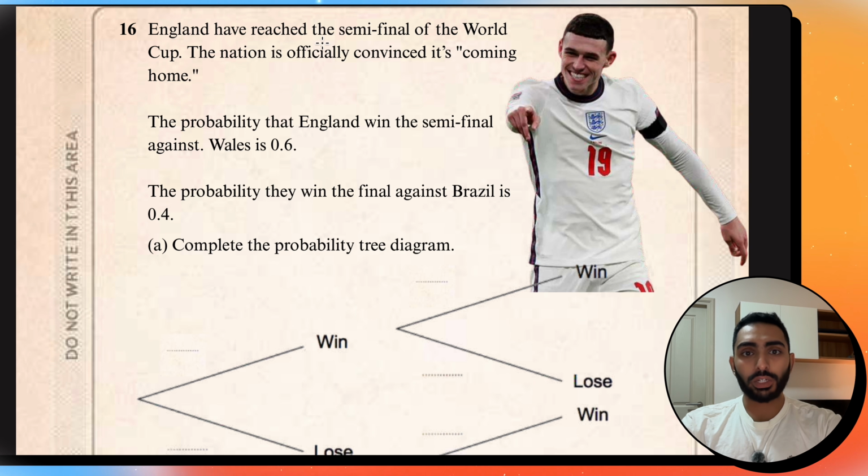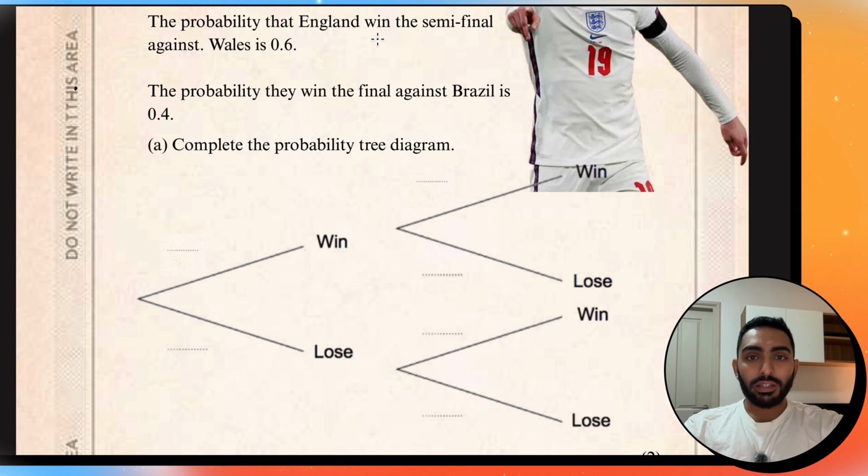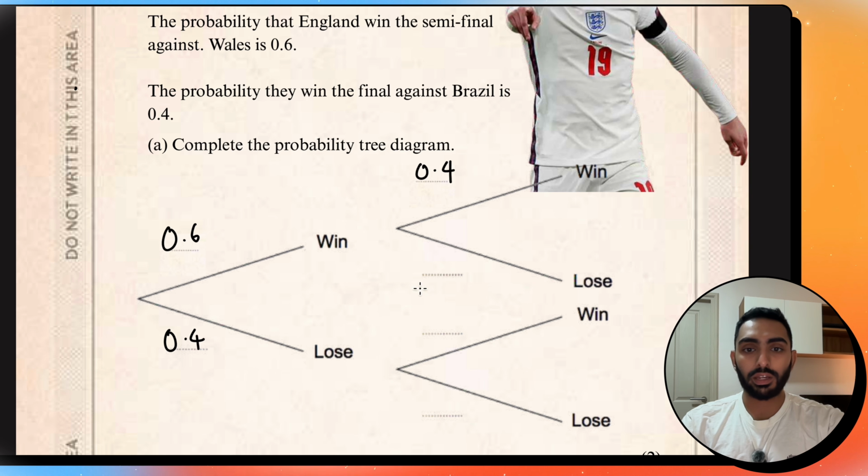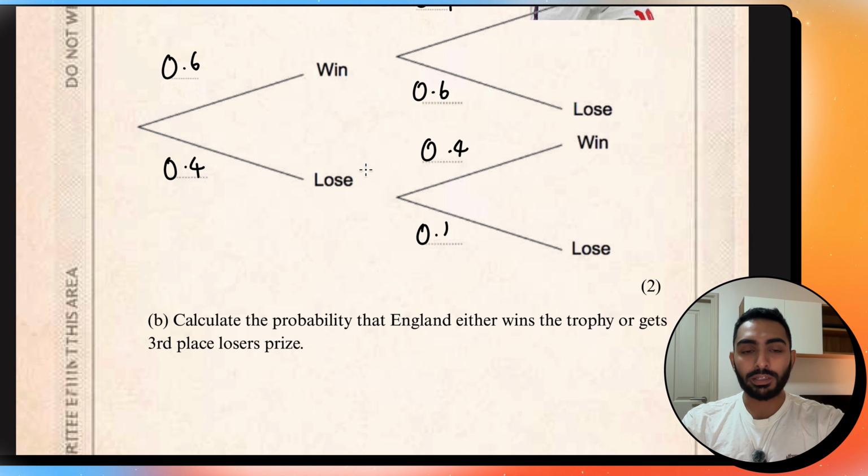Question 16. England have reached the semi-final of the World Cup. That's Foden looking like he's enjoying himself. The nation is officially convinced it's coming home. The probability that England win the semi-final against Wales is 0.6. We can put 0.6 here for winning against Wales. And these two will need to add up to make 1. 1 take away 0.6 is 0.4. The probability that they win the final against Brazil is 0.4. We put 0.4 here. And these two, again, need to add up to make 1. That'd be 0.6. That's winning against Brazil, again 0.4 and 0.6. We've completed the probability tree.